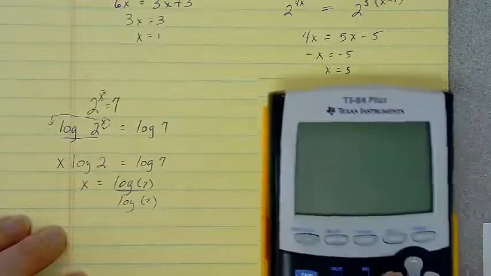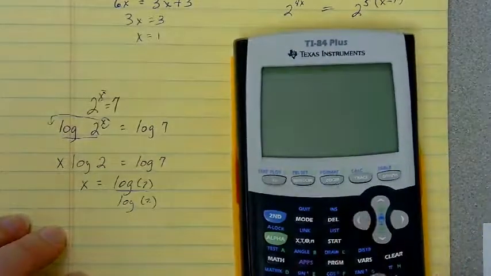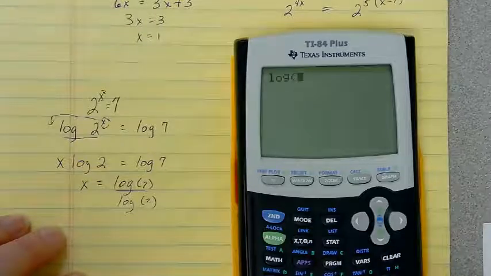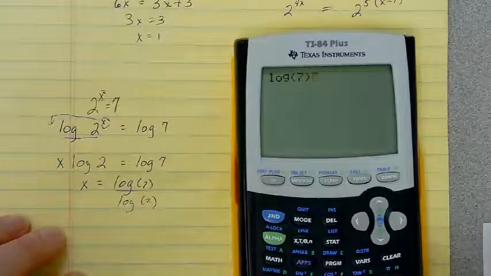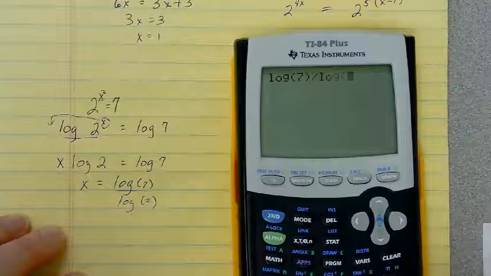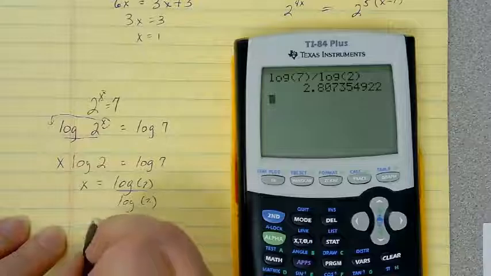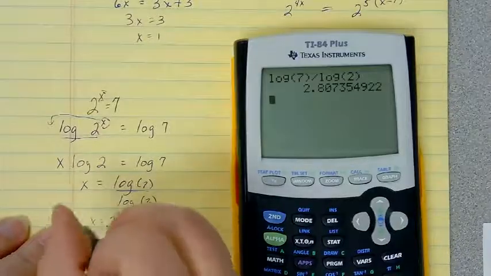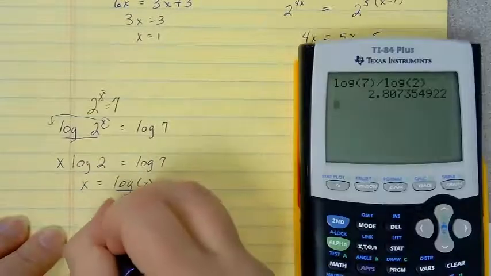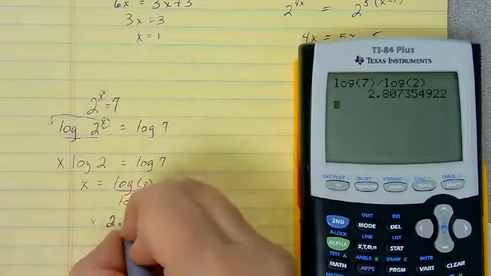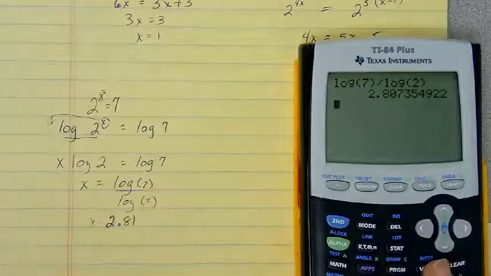And then when I put it into the calculator, it looks like this. Common log 7 divided by common log 2. And the answer is 2.81. And we knew it was going to be something close to 3, but not quite 3.